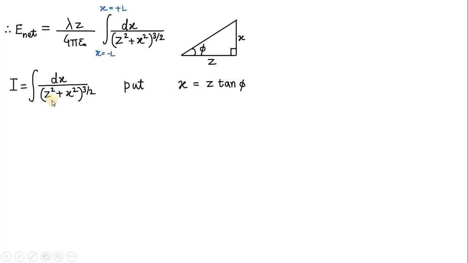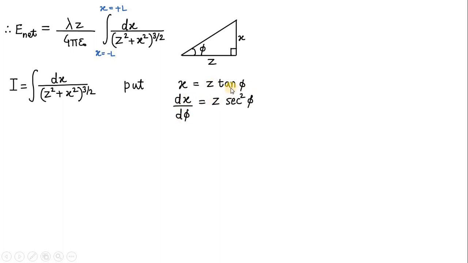Let's proceed. So now we want the value of dx. First we find out what dx will be. So what we do is differentiate this expression now. Because x is given as a function of phi, we can differentiate x with respect to phi. That means dx upon d phi.